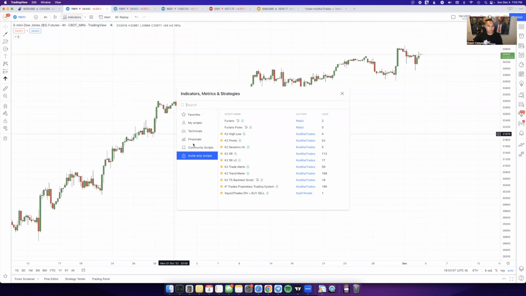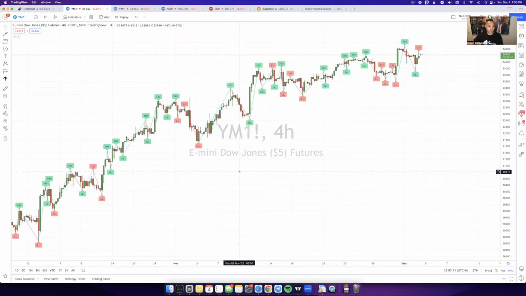Go to indicators, go to invite-only scripts, click on high-low right here. Once you have that on your chart, you can see the indicator is now populated. So the way that this indicator works is that it automatically plots the high lows on the chart for you.